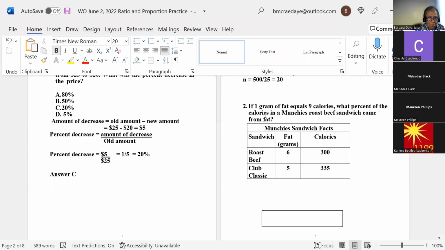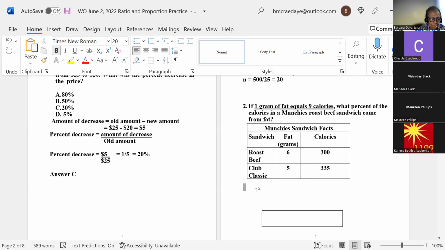Okay, so here's your key right here. 1 gram of fat equals 9 calories. All right. Now, when you look in your table, roast beef has how many grams of fat? 6. Mercedes? Yes, 6. 6, right? Yes, miss. Okay. It has 6. So you got that from the table.